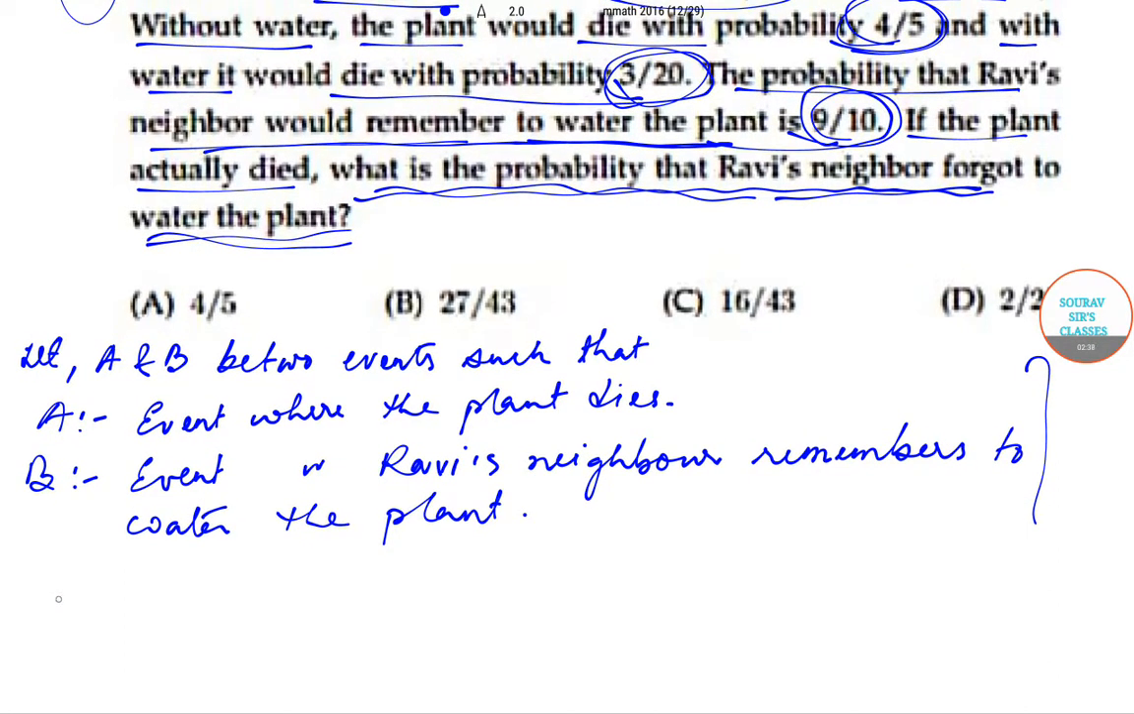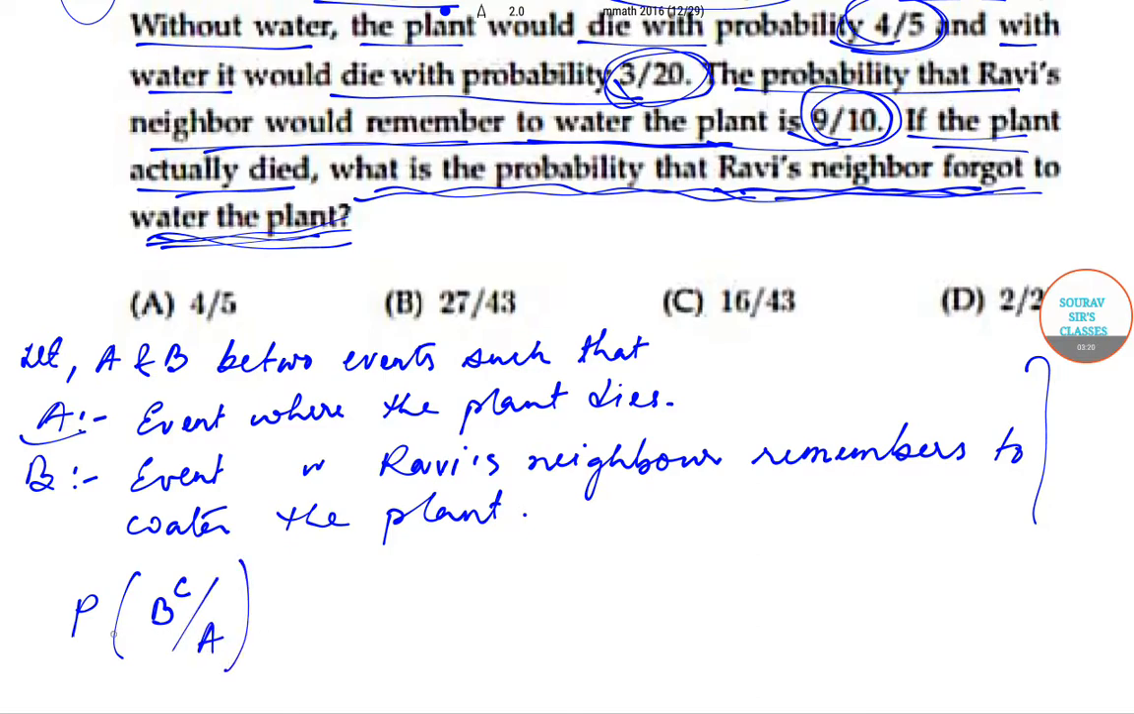Now the probability that we are looking for is that Ravi's neighbor forgot to water the plant and the plant died. So what is that event? We have already defined event B as the event where Ravi's neighbor remembers to water the plant. So the event that Ravi's neighbor forgot to water the plant will be given by B complement, and the event that a plant dies is given by A. So the probability of the event that we are looking for will be the probability that Ravi's neighbor forgot to water the plant, B complement, subject to the condition that a plant dies.